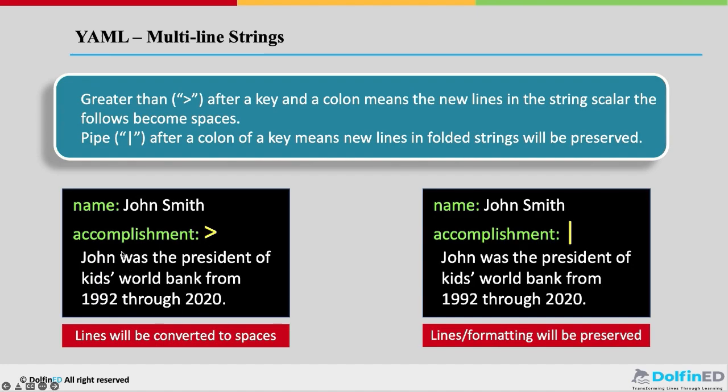If I don't want to maintain the line feed or the enter or the 3 lines, and I want them to appear as 1 line, then after the colon, I leave a space and I put the greater than sign. Every new line feed is going to be treated as a space. So this is going to look like John was the president of, and then a couple of spaces, kids, World Bank from, and then a couple of spaces, and then the rest of it. Okay, how can we prove that? We're going to look at that at the YAML viewer.